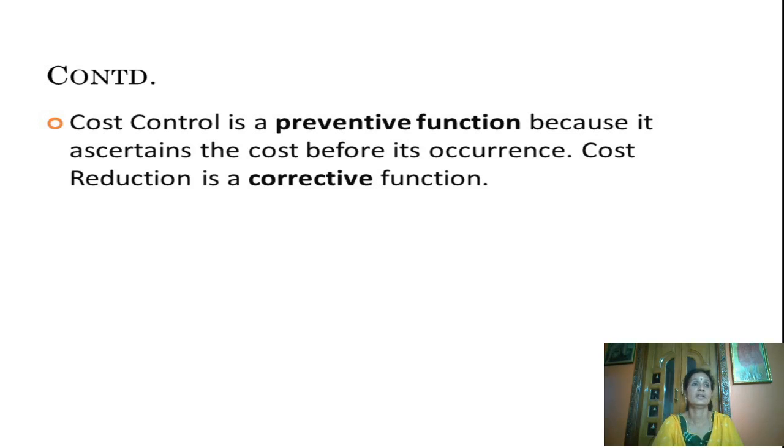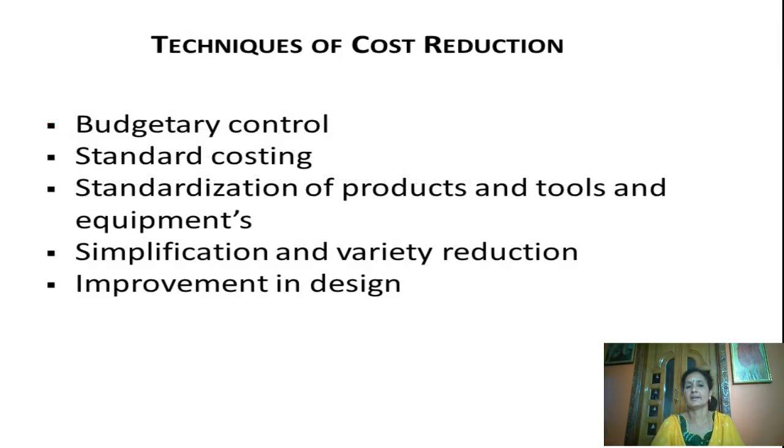They find out the ways and means why the cost has been increased, and they try to take corrective actions. Cost reduction is a basic function. Its basic function is to take corrective action, to check where it has gone wrong, why this has happened, and sees to it that it takes corrective action, and also that it will not repeat. So cost control is preventive, whereas cost reduction is corrective.